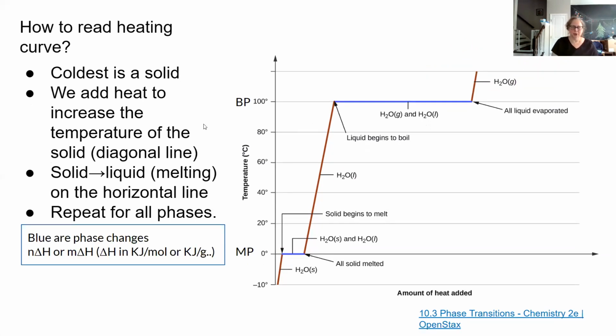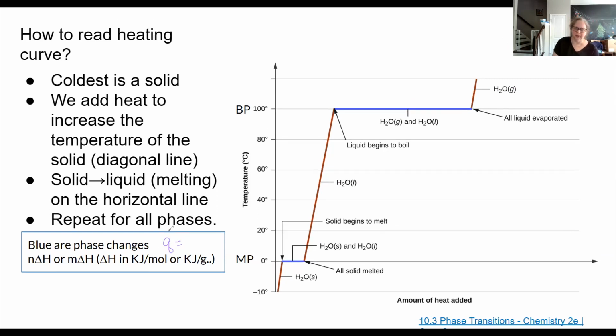Now we have some equations to go with it, okay? The blue are phase change lines, so the Q is equal to, or the heat is equal to either n delta H or m delta H. That's if you are calculating something anywhere on any of the blue lines, large or small, but only on the blue. Now, why are there two equations?